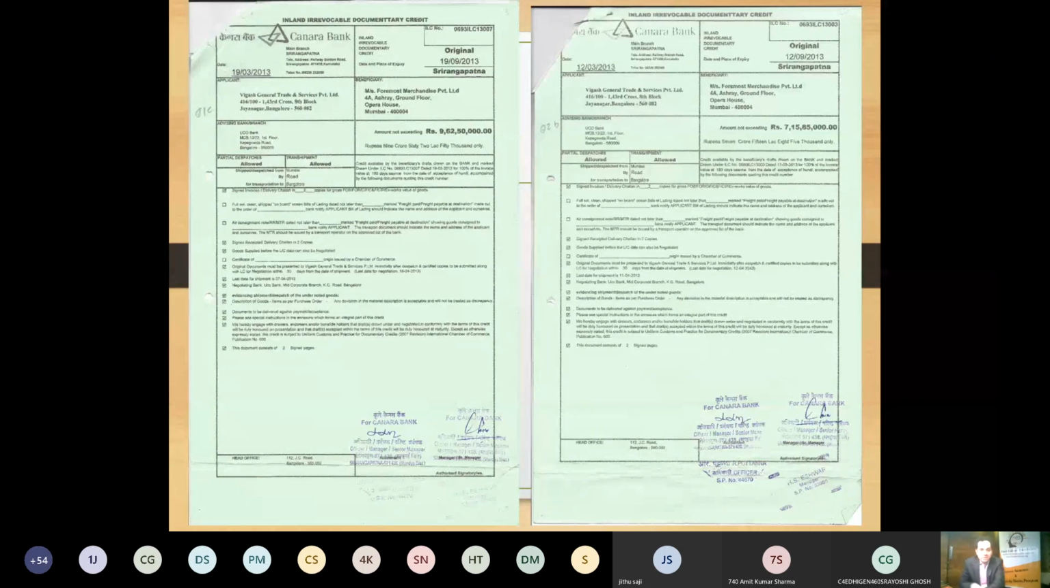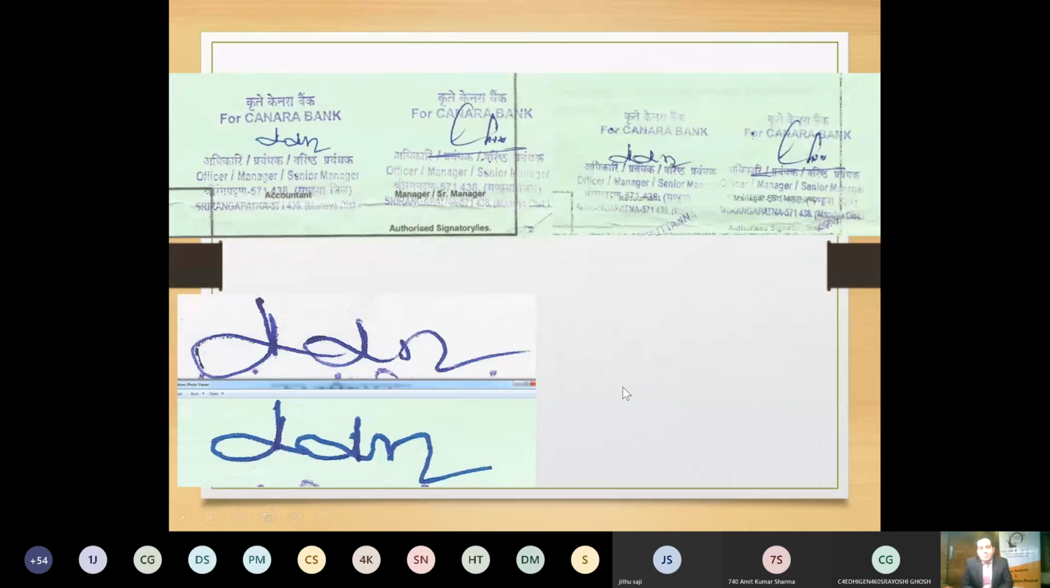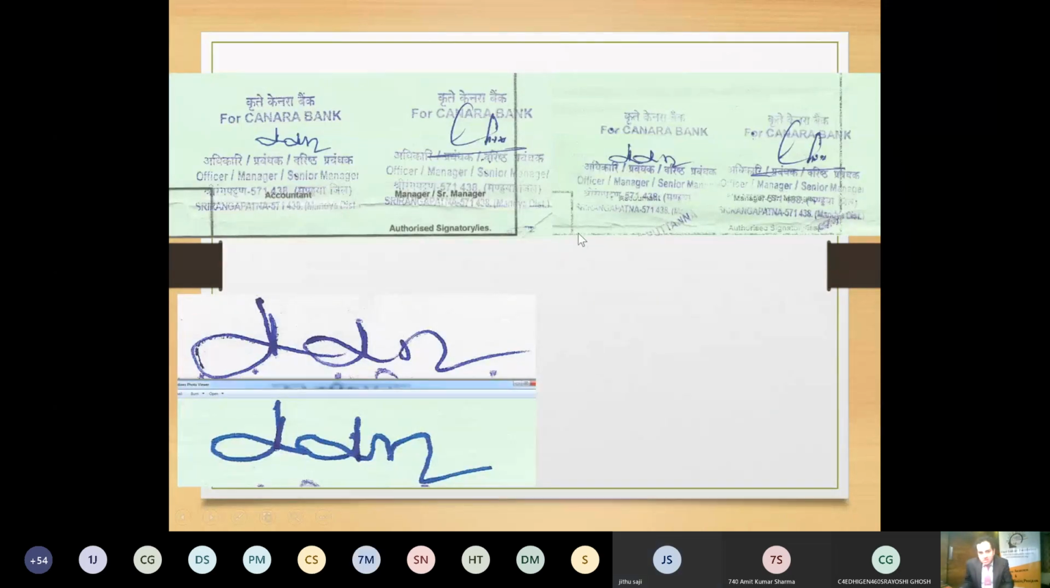You can see the magnified image. On the top, I have given you a magnified image of the signatures, where out of two signatories of the bankers, one of the signatures of the bank manager is forged. So which signature is actually forged? Second one. See, we have three images here.